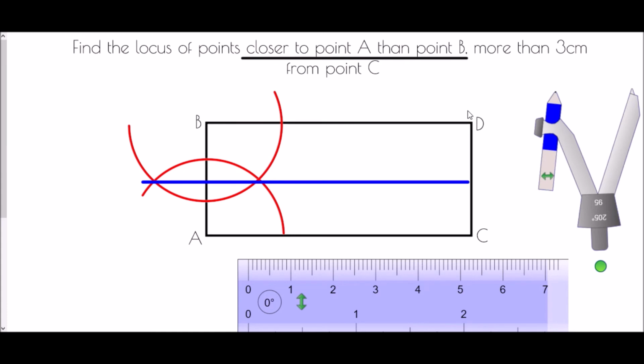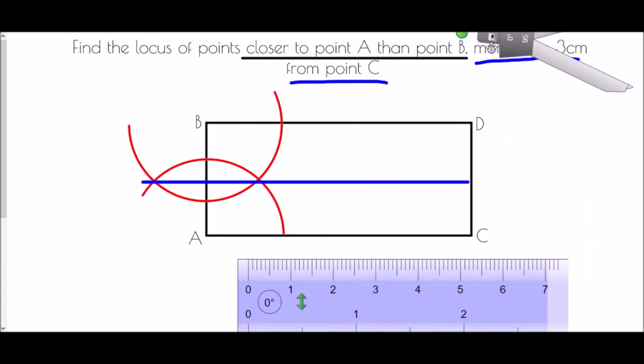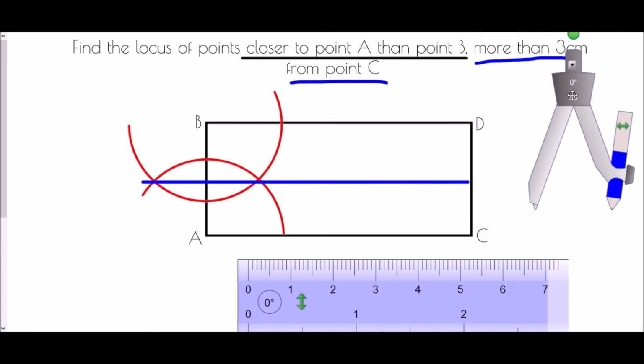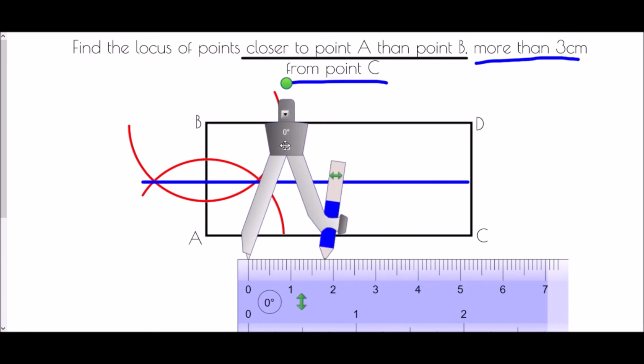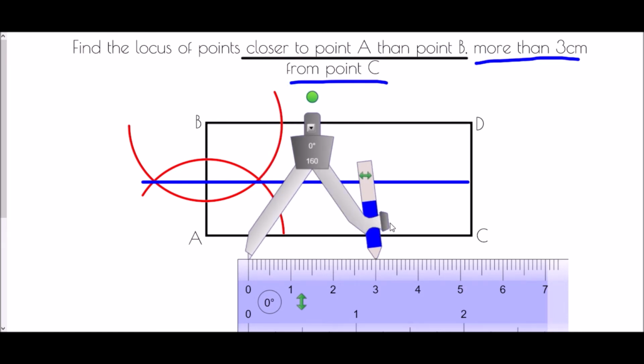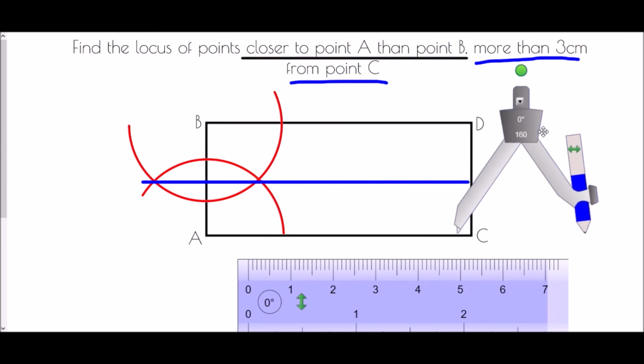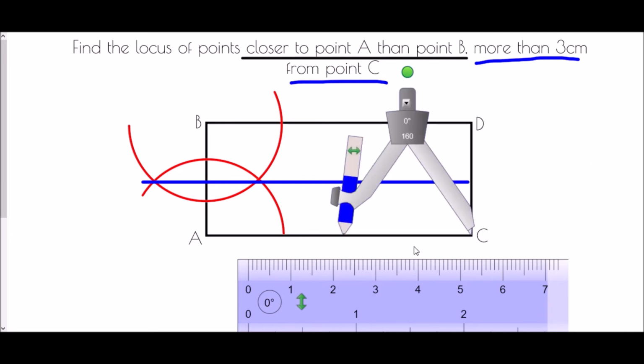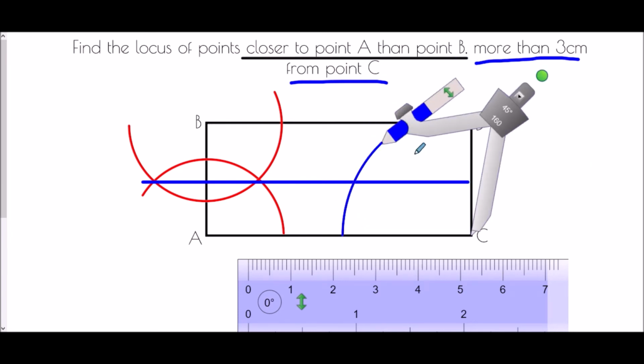Then the second part is telling us more than 3 centimetres from point C. If we're just dealing with a distance from a point, then that simply means we want to take our compass and actually measure that distance. So 3 centimetres: point of your compass on 0, point of your pencil at 3, and point of your compass on point C. And we're just going to draw in an arc.